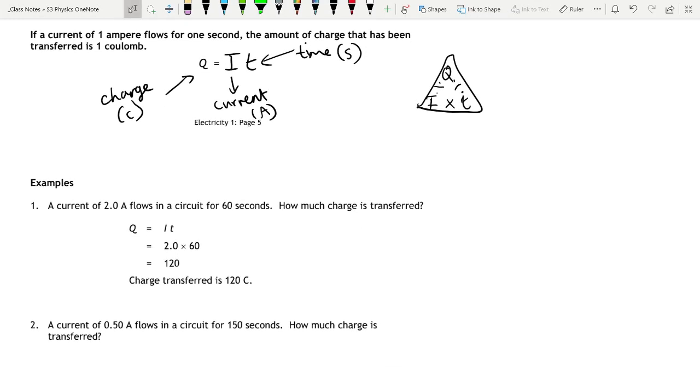A current of 2 amps flows in a circuit for 60 seconds. So it's in amps, it's in seconds, that's okay. We don't need to change anything. How much charge is transferred? Q equals IT. 2 amps times by 60 seconds is 120 coulombs. Okay, they're not all going to be this easy.